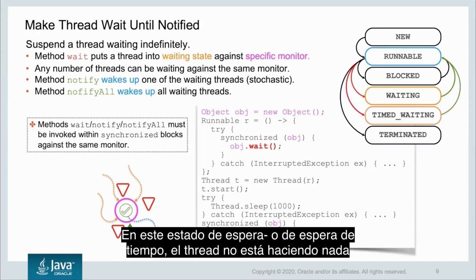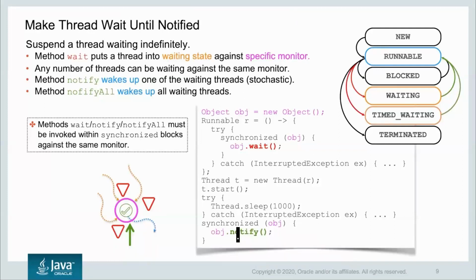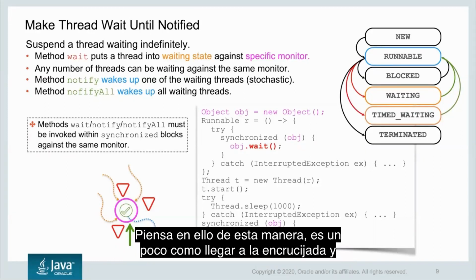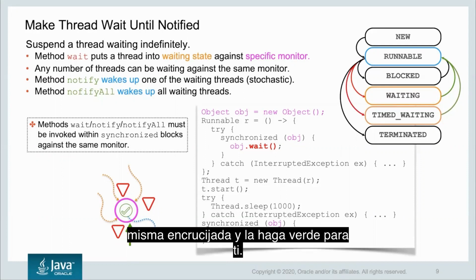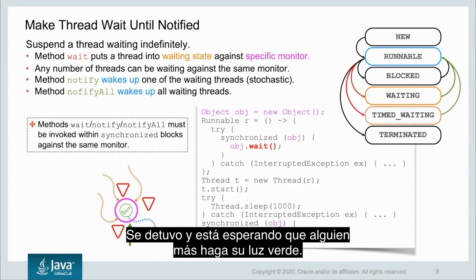In these waiting or timed waiting states, the thread is just not doing anything. Think about it this way. It's a bit like you get to the crossroads and the traffic light is red and you're waiting for somebody else to get to the same crossroad and turn it green for you. This is what the waiting state feels like. You stopped and you're waiting for somebody else to turn your light green.